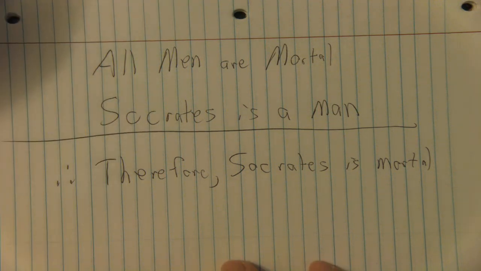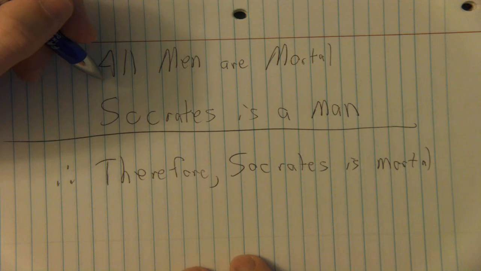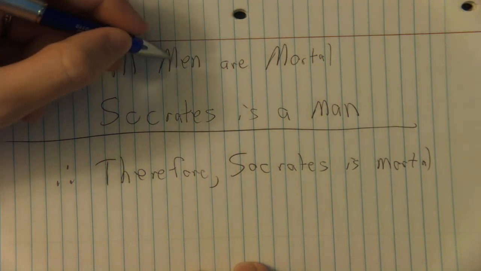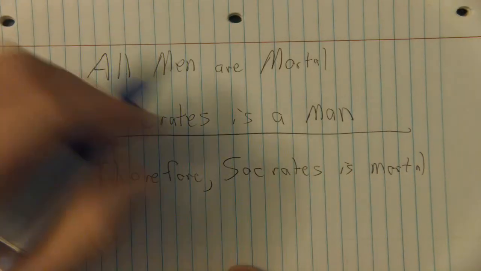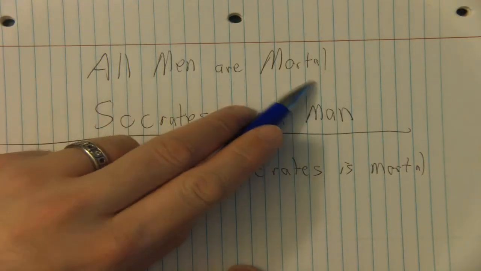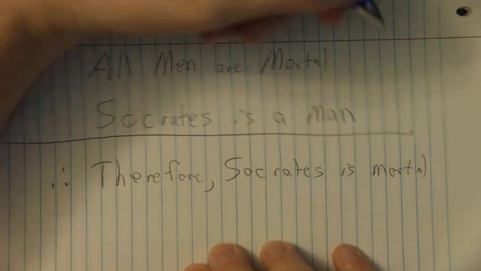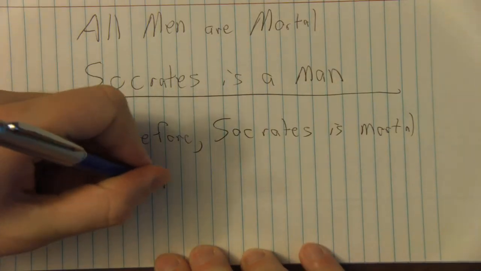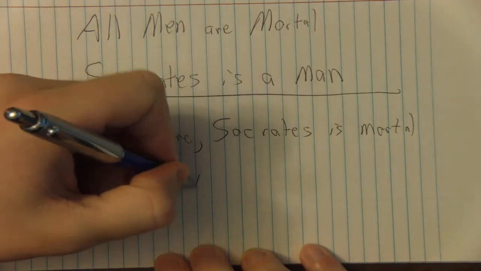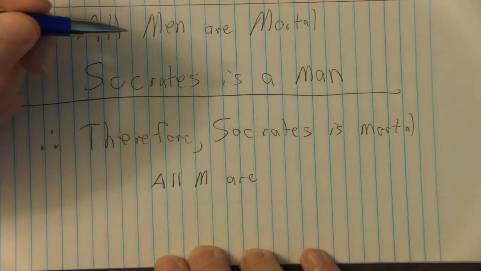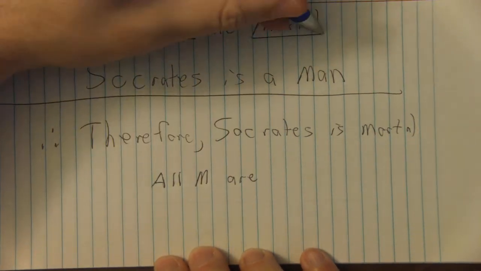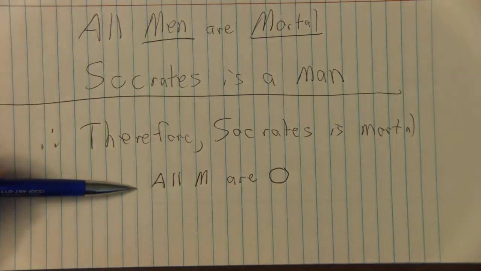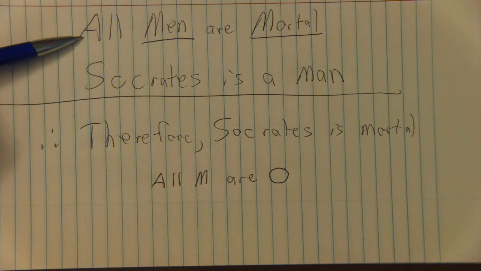So if I'm doing that here, I just go through it. Is all a logically important word? Of course it is. Is men? No. So I'm going to replace it. Is are? Yes. Is mortal? No. And so what I might do here, sorry, I'm trying to get the camera just right. I'm going to say that the form of premise 1 is all M are, careful, we already used M here, so instead of M for mortal, I'll use O. So all M are O is the form of premise 1.